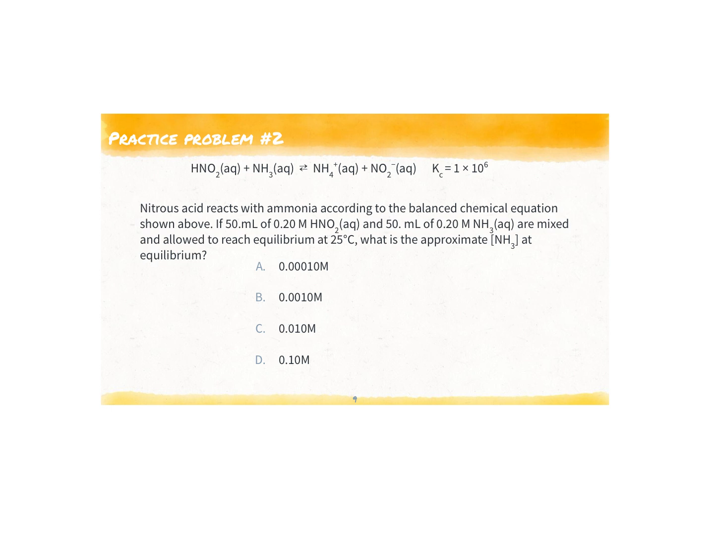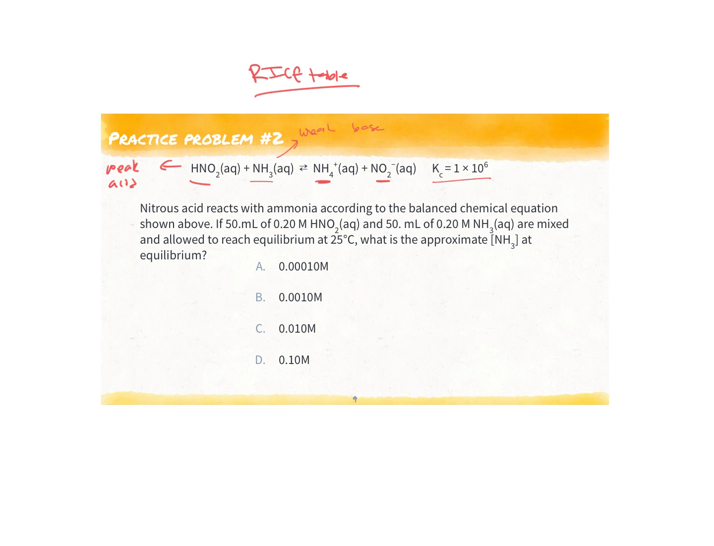Okay, now let's look at the second problem. We have nitrous acid, HNO2, reacting with ammonia, NH3, to make NH4 plus NO2 minus, and the equilibrium constant here is 1 times 10 to the negative sixth. Here, HNO2 is weak acid, NH3, weak base. So essentially here we got to be thinking a Rice table.